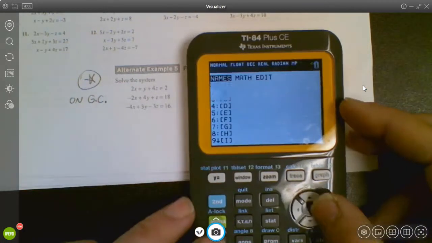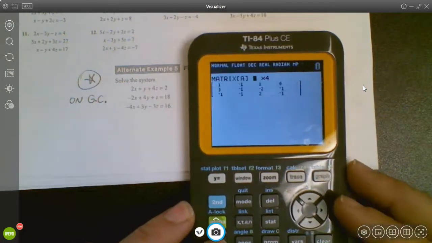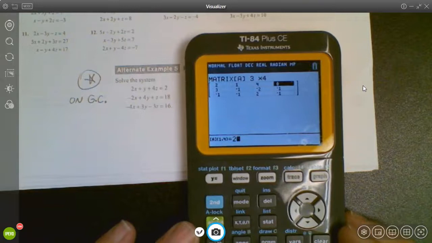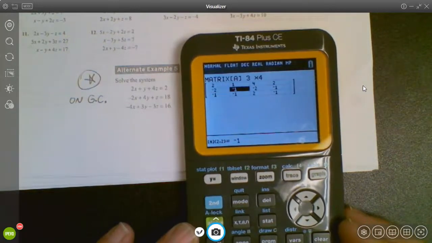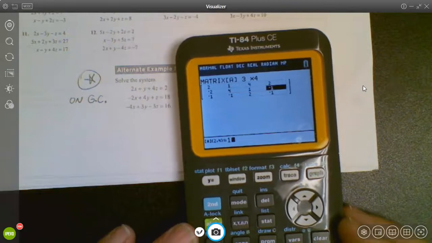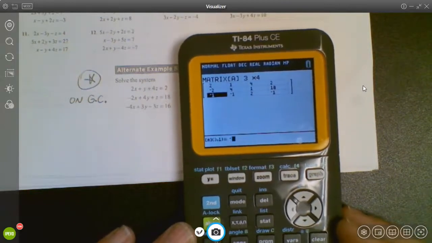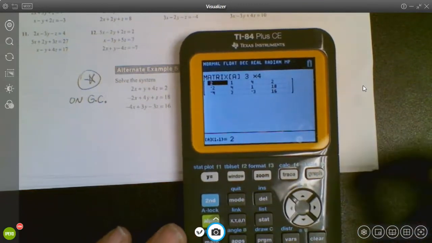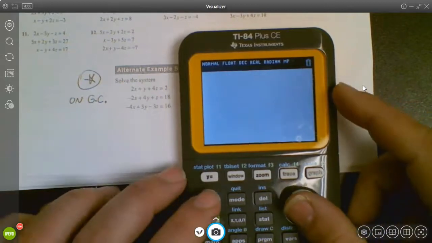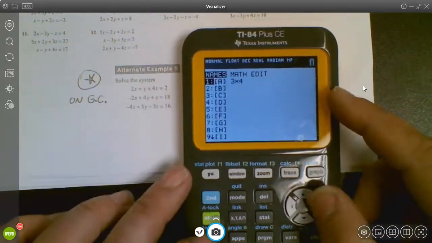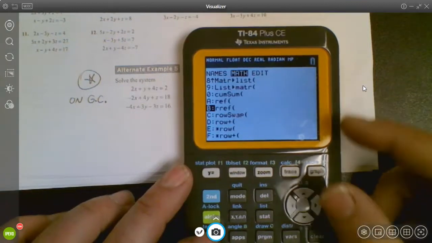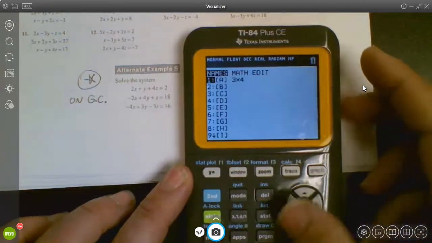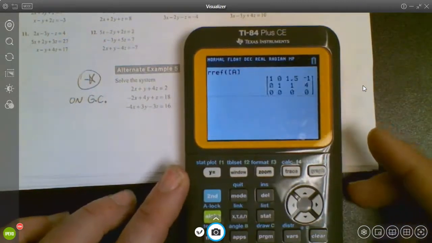For the second matrix, I'm going to go over to edit to create this new matrix. It's still a 3 by 4, so let me type in the new numbers. So there's our new matrix. Let's go through the process of solving it like we did the last one. I'm going to go back into matrix, go to math, go to option B that says rref, and then go back in and choose matrix A. And here's what we got.